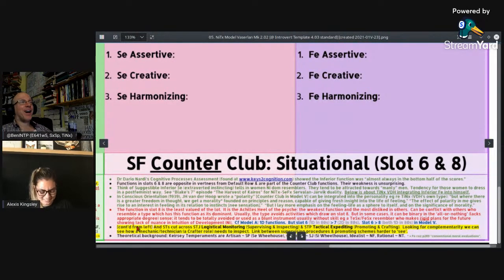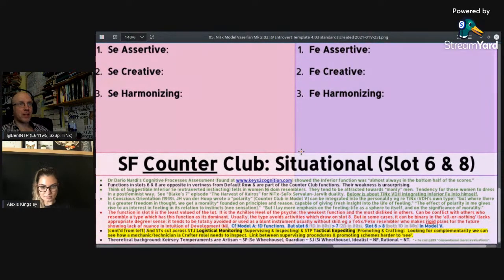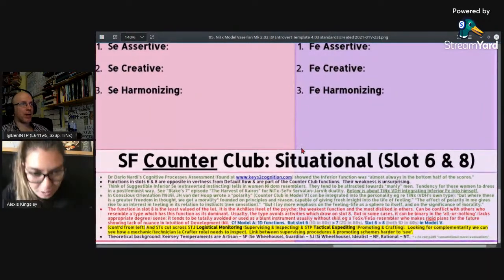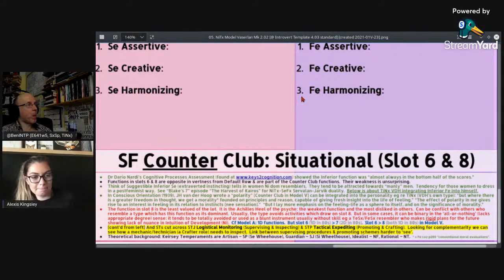Right then. I'll read this out. Let's see what sort of a preview of what it looks like. Okay. Is that... I can see well enough. Yeah. Okay. Here we go. Dr. Dario Nardi's cognitive processes assessment, found at keystocognition.com, showed the inferior function was almost always in the bottom half of the scores.